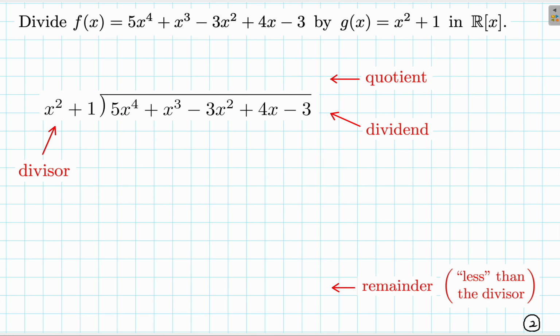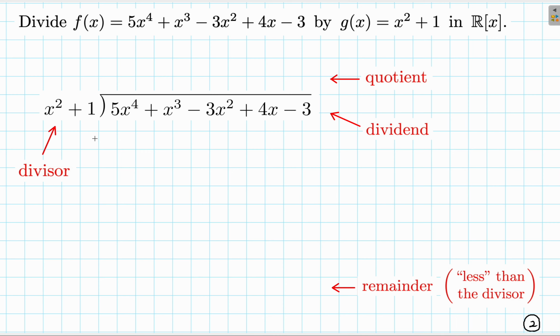Now let's try dividing a polynomial by another polynomial. So we have f of x and g of x with coefficients that are real numbers, and we have the long division set up for them. Now just some terminology here. The polynomial that's getting divided, f of x, that's called the dividend. And the polynomial that's doing the dividing, in this case, g of x, or x squared plus 1, that's the divisor. The outcome of the division process is called a quotient, and then we'll get the remainder at the bottom.